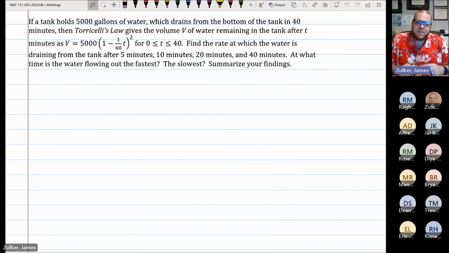The tank holds 5,000 gallons of water, which drains from the bottom of the tank in 40 minutes. Then Torricelli's law, I think that's how it's pronounced, gives the volume V of water remaining in the tank after t minutes as 5,000 times the quantity of 1 minus 1 over 40 t all squared. Obviously, the domain for t is 0 to 40.